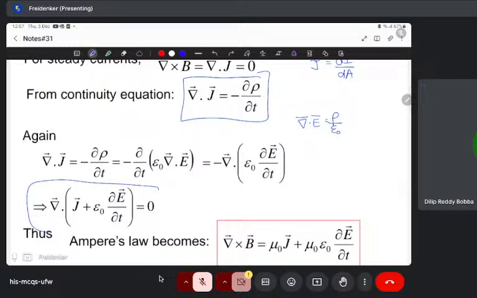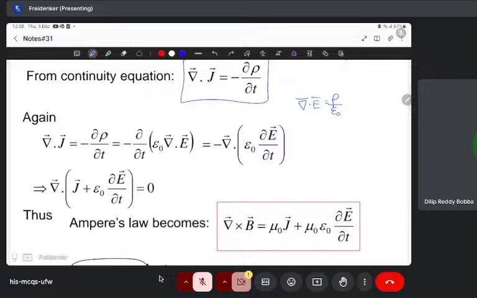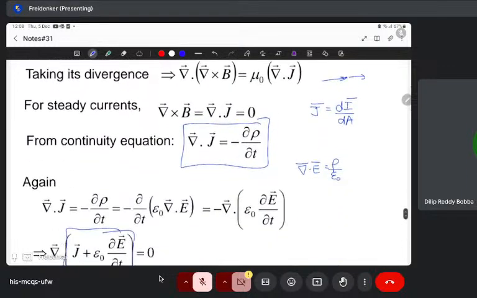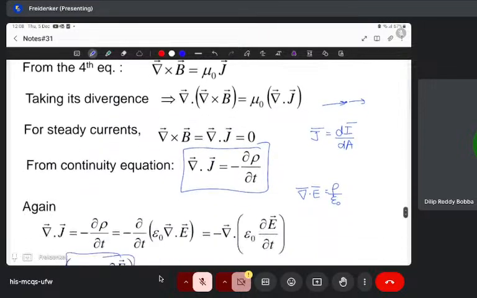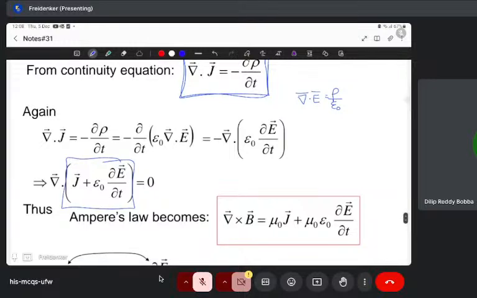And now you have something strange looking. So if you don't have a steady current, you can't simply say divergence of J is zero. Divergence of something else is zero, and the something else is this one. So that is what, not Ampere, that is what Maxwell is trying to tell, I think. He just added this continuity equation. This was missing from all the previous things.